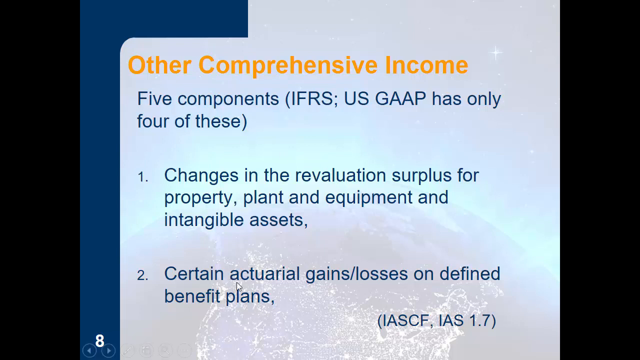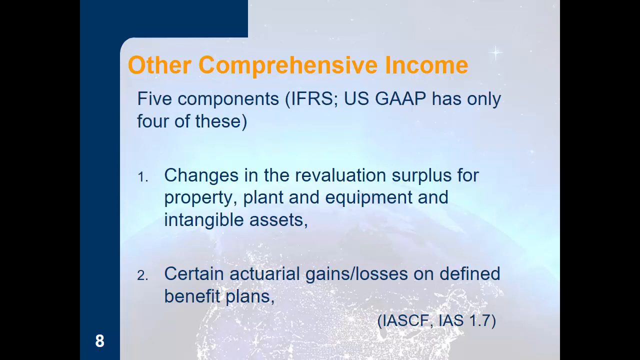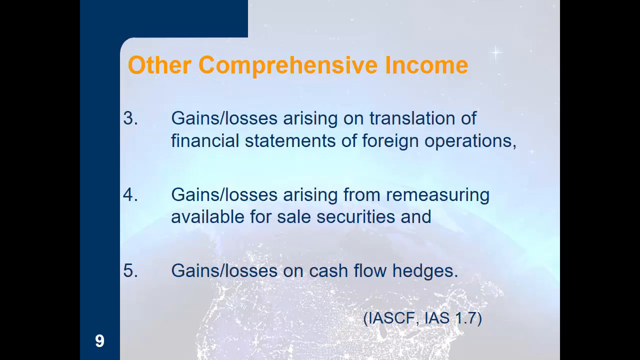The second one is certain actuarial gains and losses on defined benefit plans. Those are pension things. The third is gains and losses arising on translation of financial statements from foreign operations. The fourth is gains and losses from the remeasurement of available for sale securities, or unrealized holding gains and losses on available for sale securities. And then we have gains and losses on cash flow hedges. So numbers 2 through 5 are common to both US GAAP and IFRS. And number 1, the changes in revaluation surplus, is unique to IFRS as far as OCI is concerned.